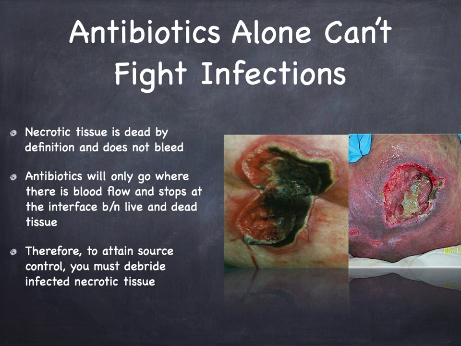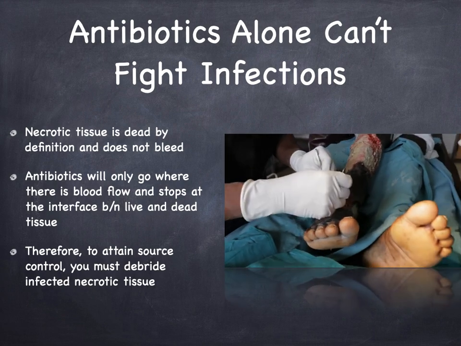Antibiotics will only go where there is blood flow and therefore stop at the interface between live and dead tissue. So, for example, if all of that dead tissue is infected, your antibiotics, because there is no blood flow through it, will not penetrate. As such, it is paramount that to attain source control, you must debride and remove all of the infected tissue.